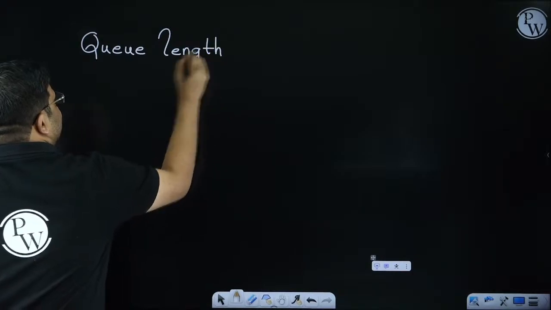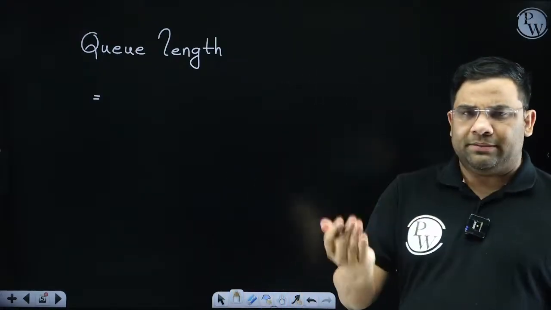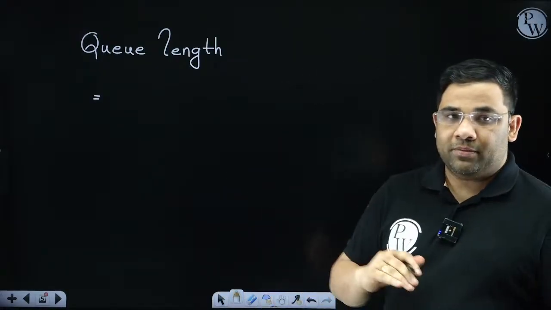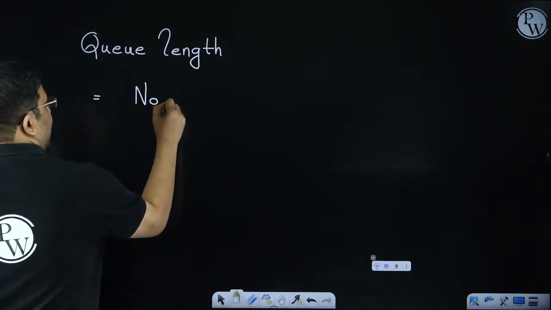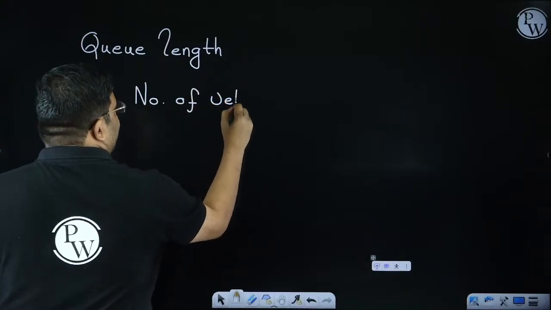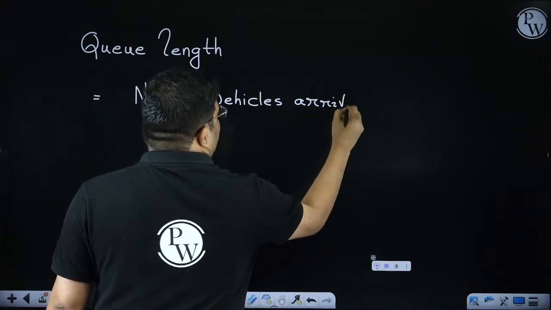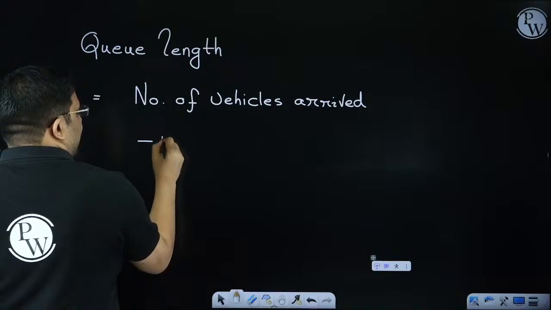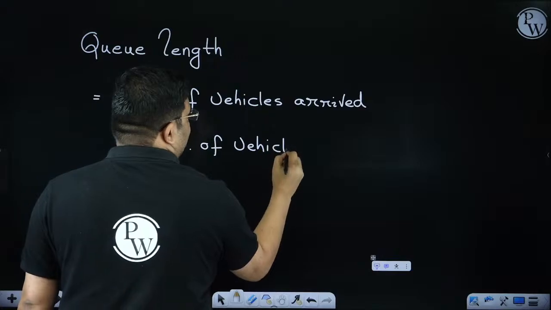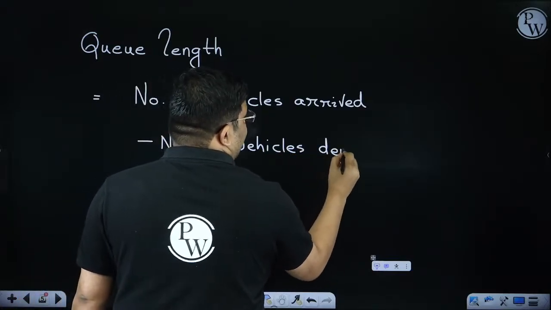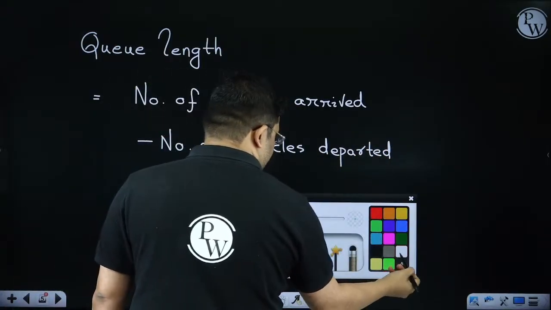It's very easy. Now, what is queue length? We can find out queue length by using the formula, but first we understand the concept and then we go to the formula. The concept is that the queue length will be the number of vehicles arrived minus the number of vehicles departed.